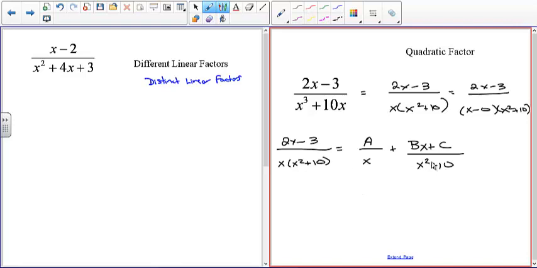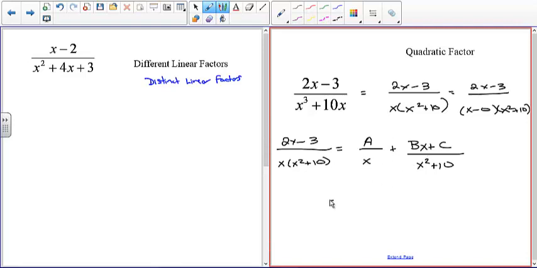Okay, so that's the big difference. Linear factors, you just have one constant in the numerator. For quadratic factors, you have two parts. So we have three coefficients that we have to find. It's not quite as simple as the one we just did. But it's the same basic procedure to set it up.